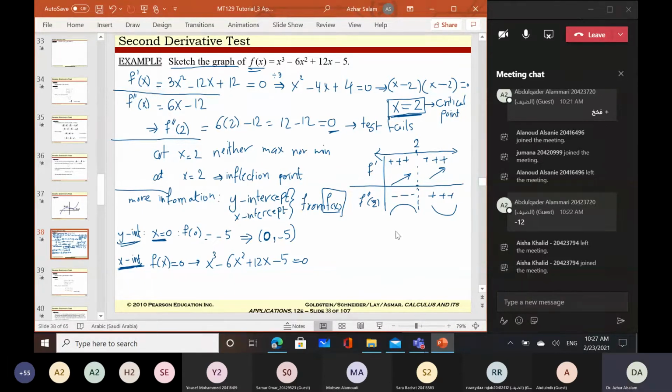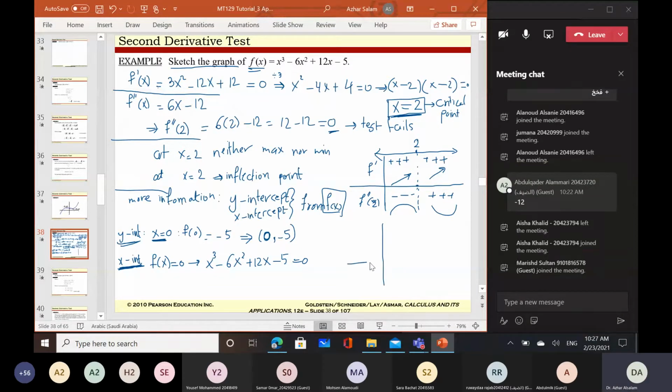وهو المهم إني أعرف بس وين بالضبط تقطع المحور السيني. أنا أعرف هنا أن at 0 it will be minus 5. Okay, so the function here is negative. Let's find out the function at 2, which is the inflection point.